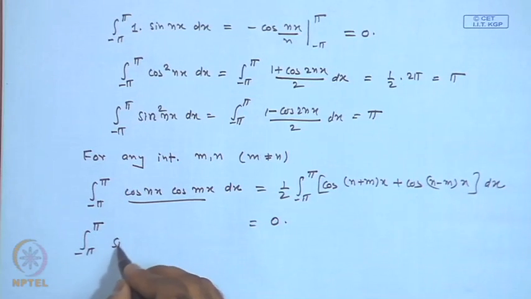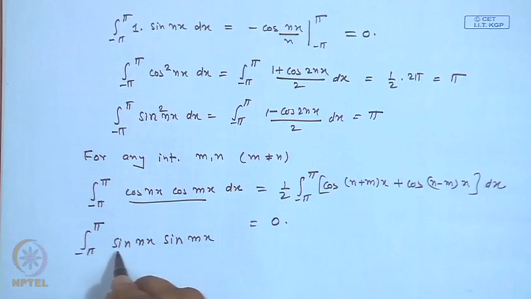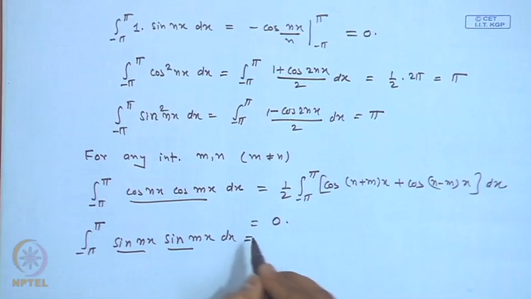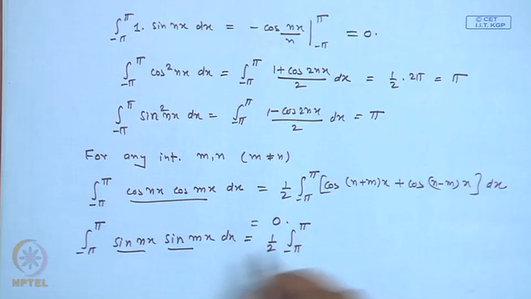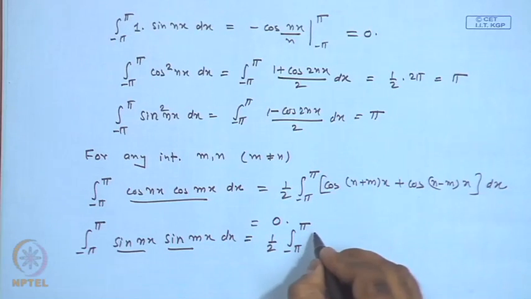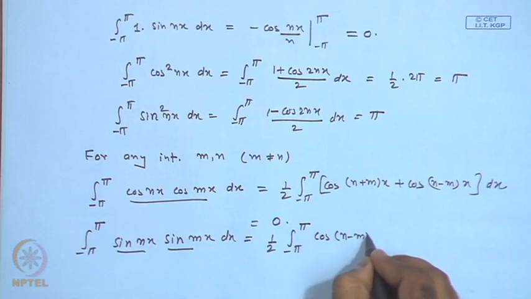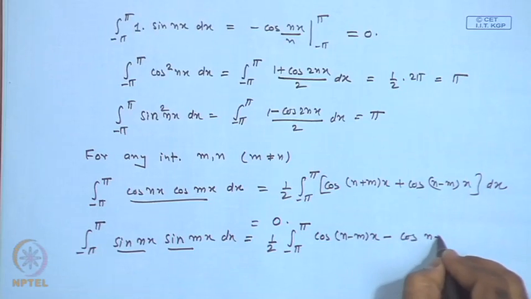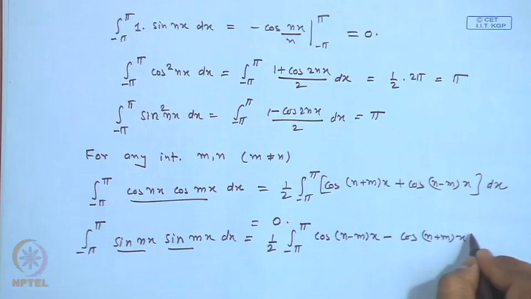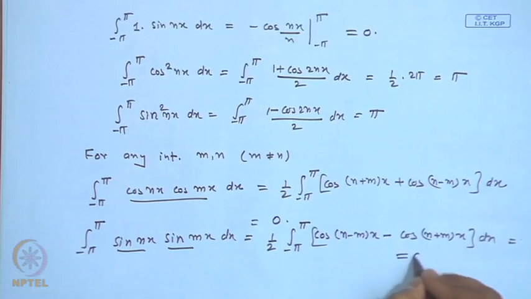And similarly, if we take here sin nx and sin mx, the product of these two functions, we can again see that this will also be 0. So, 2 times this will be cos (n minus m)x minus cos, the sum of these two, so this is (n plus m)x dx, and for the same reason this is also equal to 0.